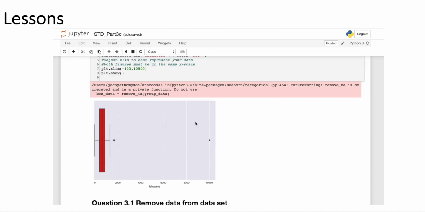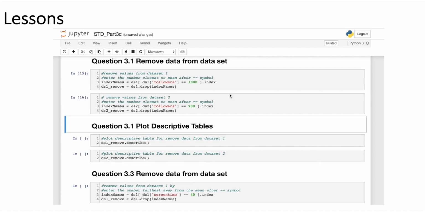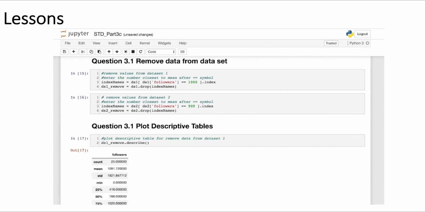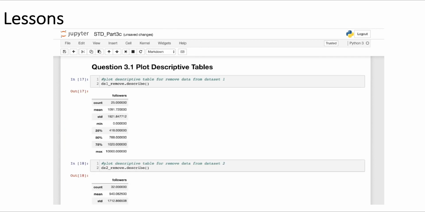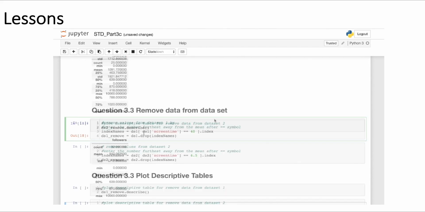Then students have to remove values from both of the datasets that are closest and furthest from the mean. After each change, they rerun the code to produce descriptive tables. This is to help them observe and interpret how the standard deviation relates to the mean.